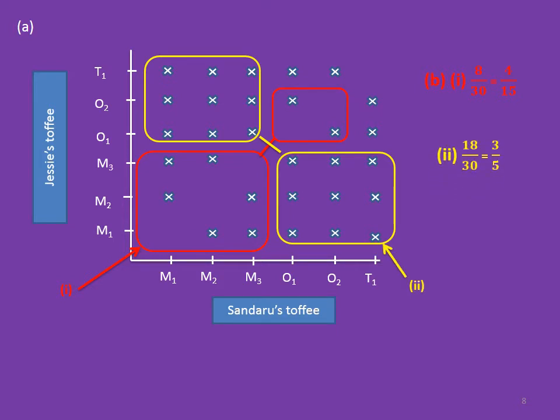9 plus 9, 18 out of 30 is equal to 3 over 5. Part 3, Jessie is getting a tamarind flavored toffee. This part, Jessie is getting tamarind flavored toffees and Sandaru is getting other flavored toffees. How many possibilities are there? 5 out of 30 is equal to 1 over 6.